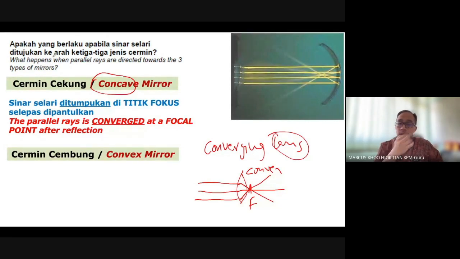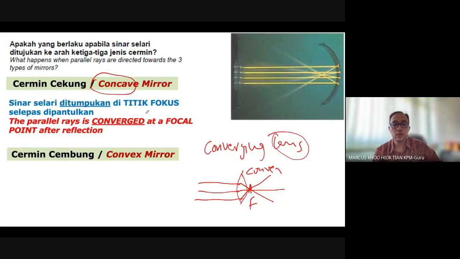Something you will probably hear me say as we go along in this year is that lens and mirror are really polar opposites. A convex lens has the same characteristic as a concave mirror, just the name is reversed. The characteristic is the same. Convex lens is a converging lens. Concave mirror, cermin cekung, is a converging mirror. Because lens and mirror are two different things. So this is the first obstacle that we need to get over, that the convex lens and the concave mirror have the same characteristics.